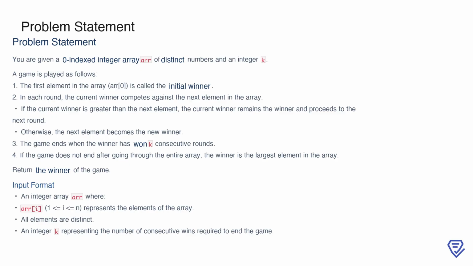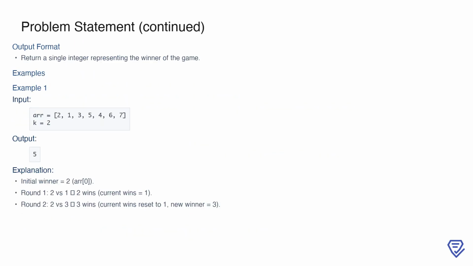If the current winner is greater than the next element, the current winner remains the winner and moves on to the next round. However, if the next element is greater, it becomes the new winner. The game concludes when a player achieves k consecutive wins. If no player achieves k consecutive wins after traversing the array, the winner is simply the largest element in the array. Your task is to return the winner of this game based on the rules outlined. The output of this problem is a single integer, which represents the winner of the game.